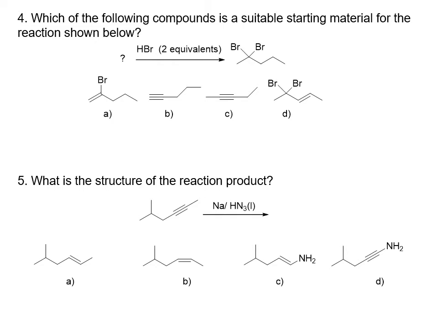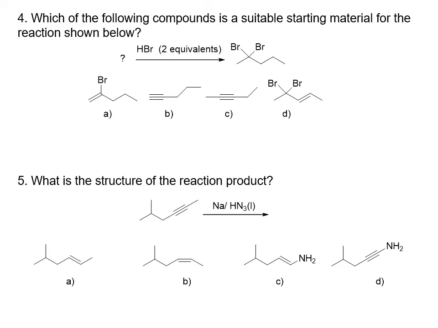Choice A is 2-bromo-1-pentene. That compound with hydrogen bromide would indeed give 2,2-dibromopentane. It's a Markovnikov addition of hydrogen bromide, and that should be the product. But the problem is that reaction requires addition of only one equivalent of hydrogen bromide. One bromine is already present in the molecule, and it takes addition of only one equivalent of hydrogen bromide to give the reaction product shown here. This reaction involves two equivalents, so this cannot possibly be correct answer.